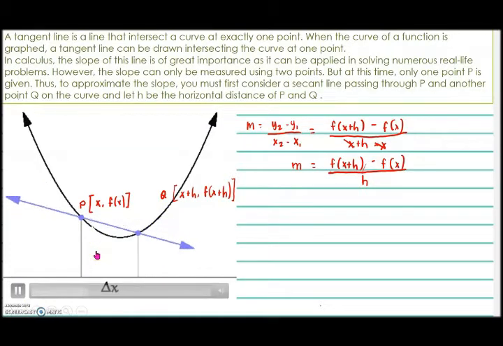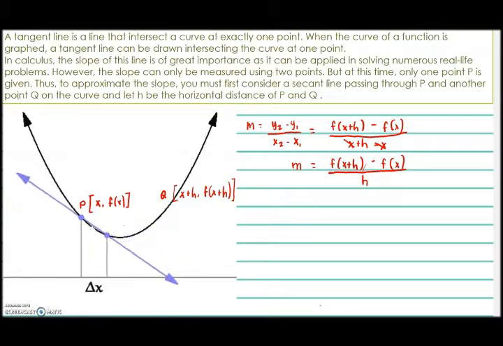So we can see here that as you move closer from Q to P, or as h approaches 0, the second line approaches the tangent line. Therefore, to get the slope of the tangent line, simply evaluate the limit of the second line as h approaches 0. Right? So this fact can be used to define the slope of the line tangent to the curve.